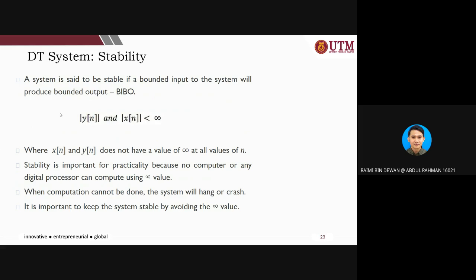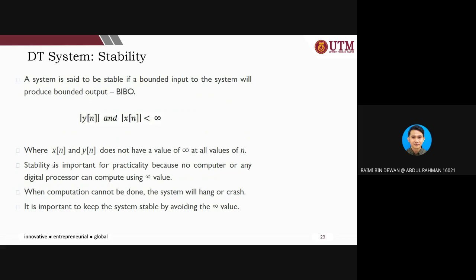So a system is said to be stable if a bounded input to the system will produce a bounded output, which is BIBO. Okay, this is stable. For example, you see this y[n] and x[n] both less than infinity, where x[n] and y[n] do not have a value of infinity. Because if we have value infinity, it is not bounded, at all values of n.